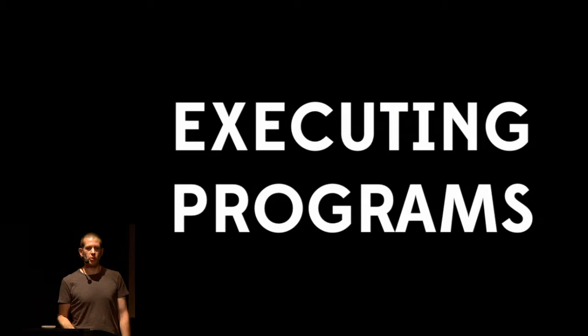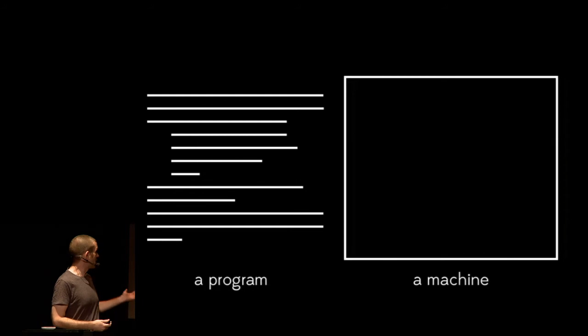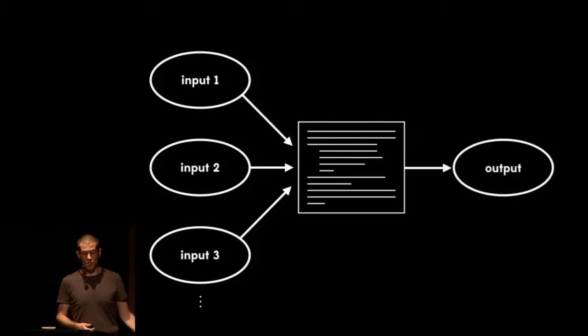So first, let's have a look at what it means to execute a program before anything else. How we normally think of executing programs is that we've got a program, and then we put that program inside a machine. And when that program is inside a machine, we can then run it by providing inputs to it. And those inputs might be command line arguments or configuration files or standard input or whatever. And once we feed the input into the program, that program runs and produces some output.